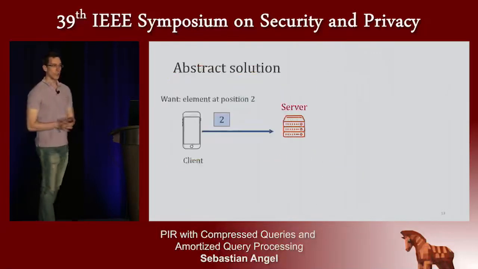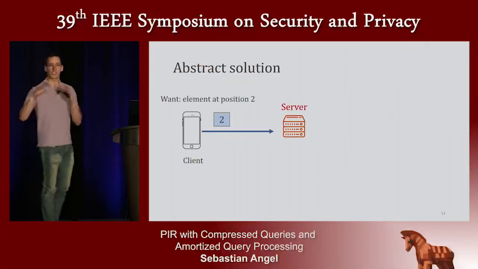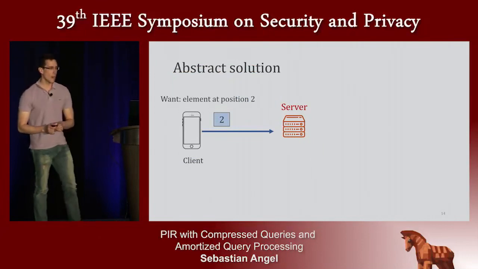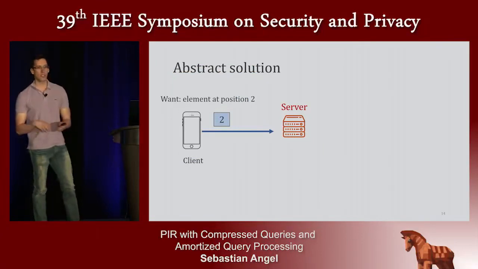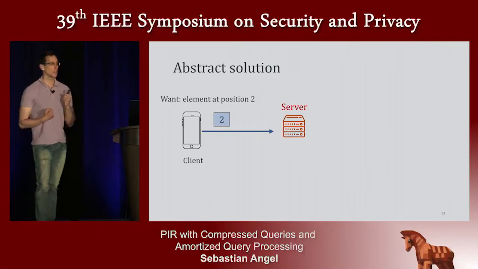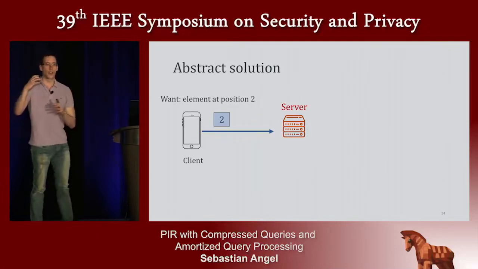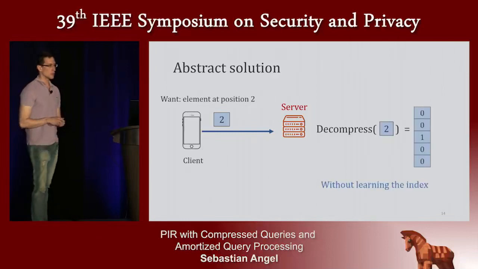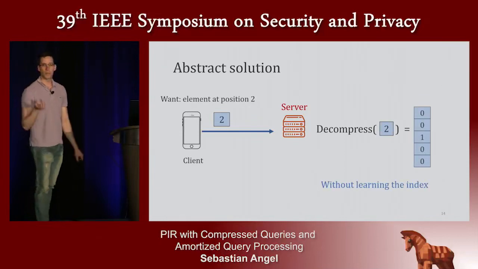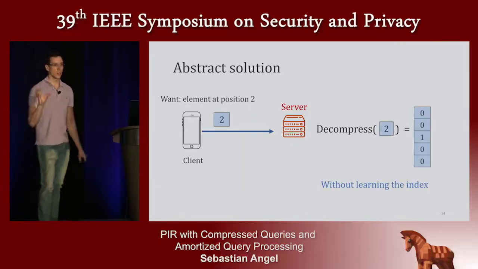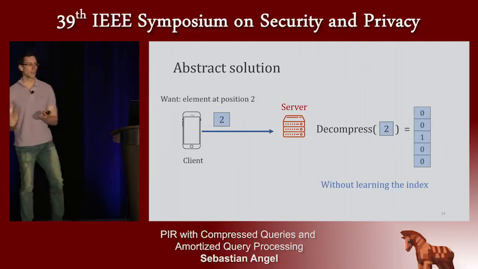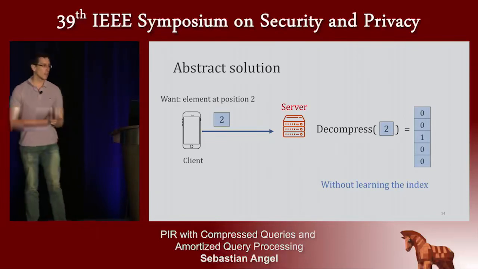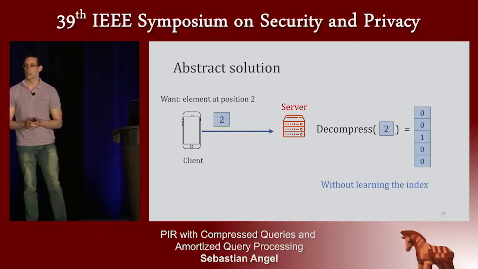So abstractly, what we want is for the client, instead of sending this gigantic query vector, to just send an encryption of 2 to the server. But why doesn't this work right now? The reason is that the PIR protocol that I showed you earlier requires this query vector of zeros and ones so that you can do the dot product. So what we're going to propose is for the server to compute a decompression function on this encryption of 2, and the output of this decompression function should be the query vector that the client would have generated in the first place, and the server should be able to do this without learning anything in the process.